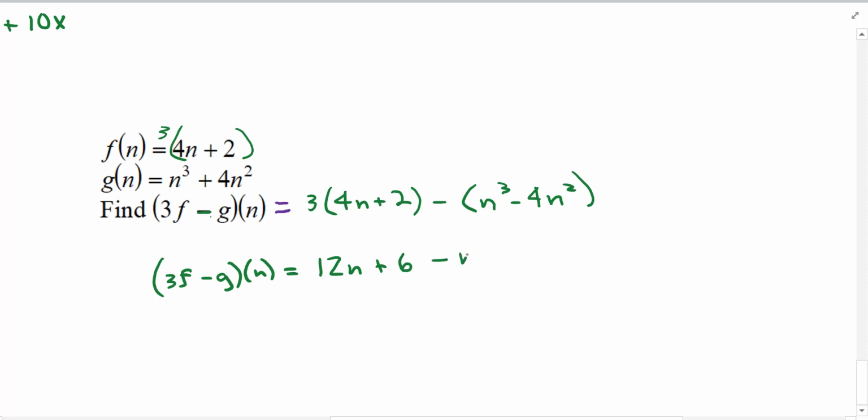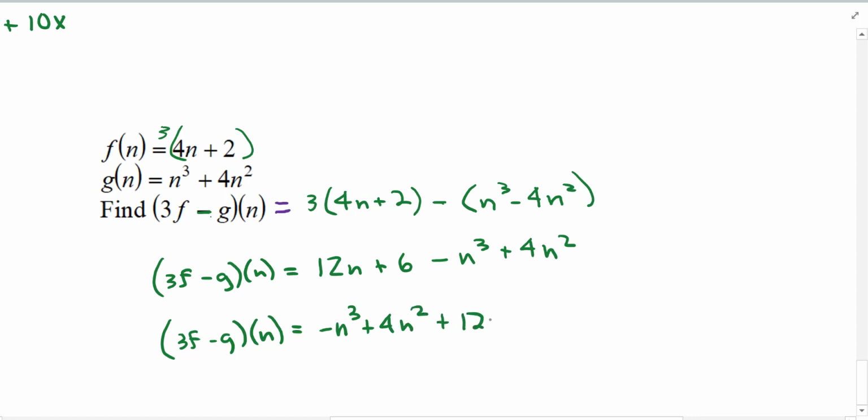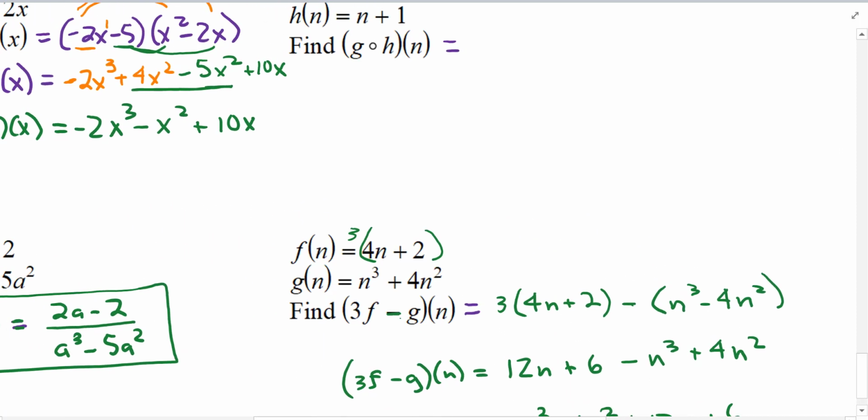We're going to subtract n cubed, subtract the negatives like adding a positive, 4n squared, and then we're going to rewrite it in standard form. So we have a negative n cubed, we have a positive 4n squared, we have a positive 12n, and a positive 6. And that's it. That's all there is to it.